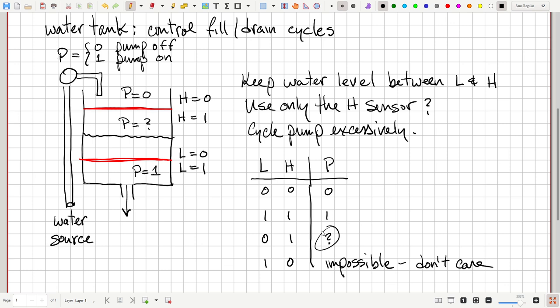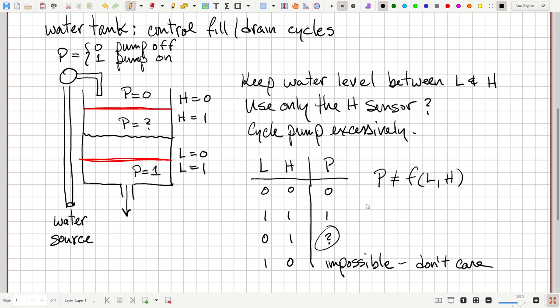Our problem is this right here. So what are we going to do? This tells us that the pump state cannot be a combinational logic function of the sensor outputs. It must depend on the sequence of events.